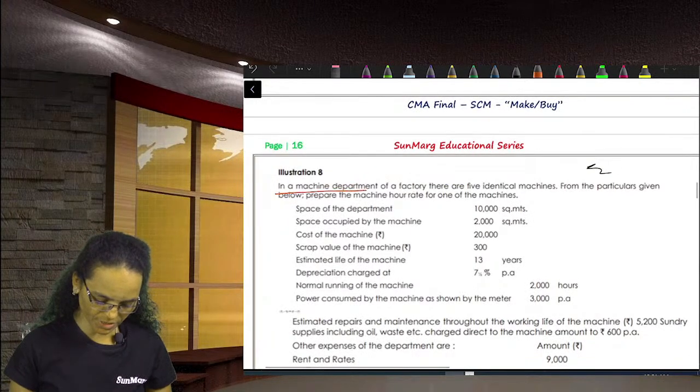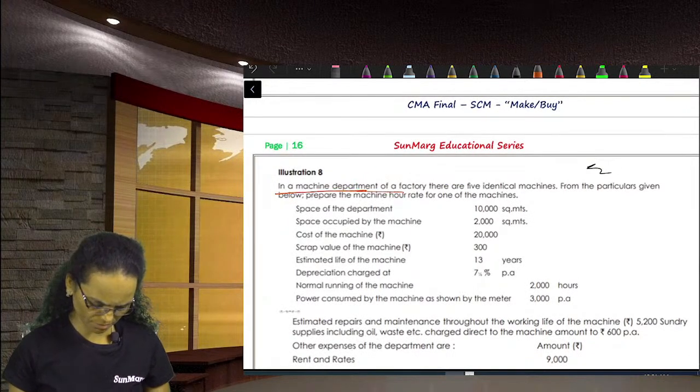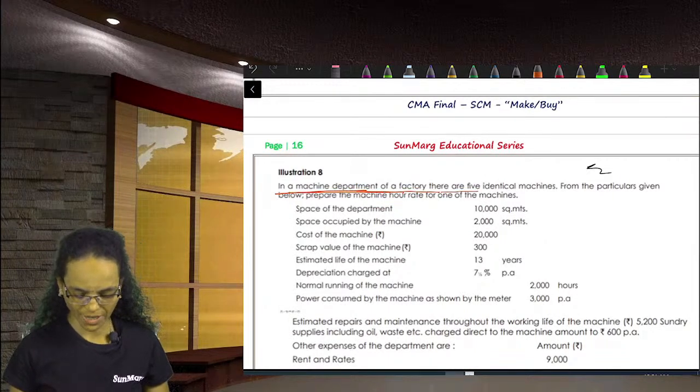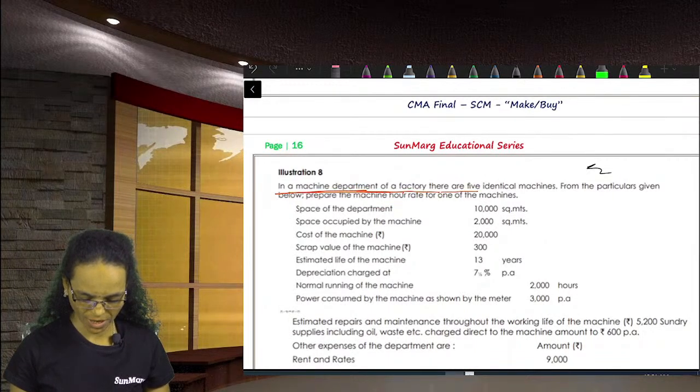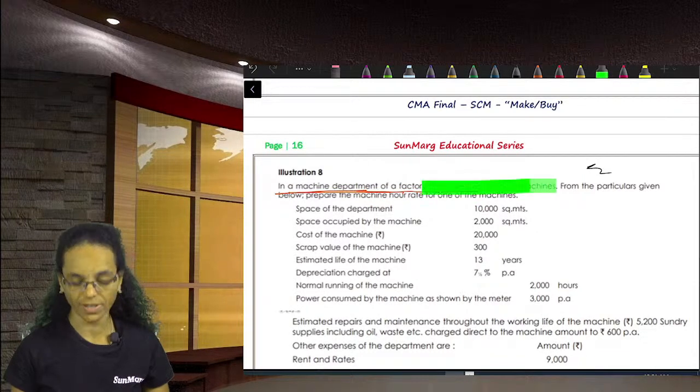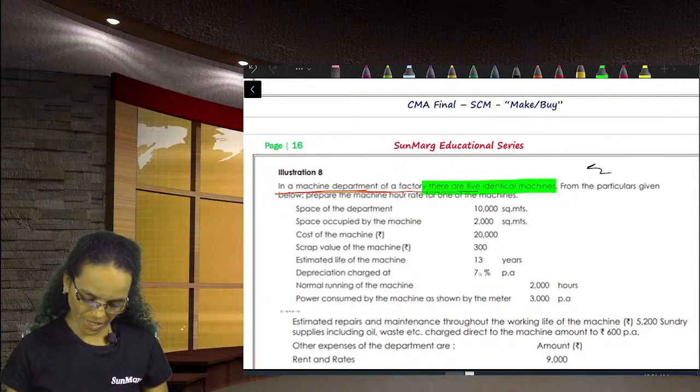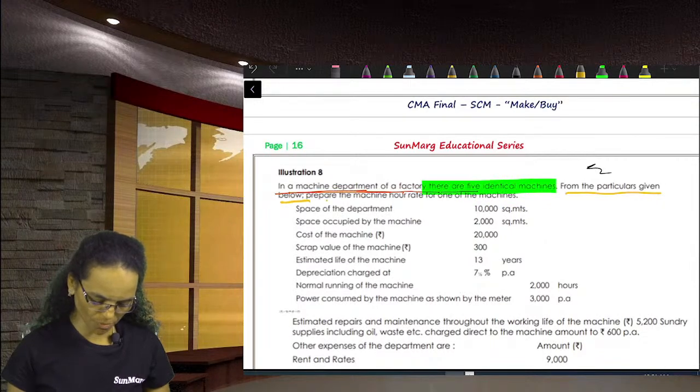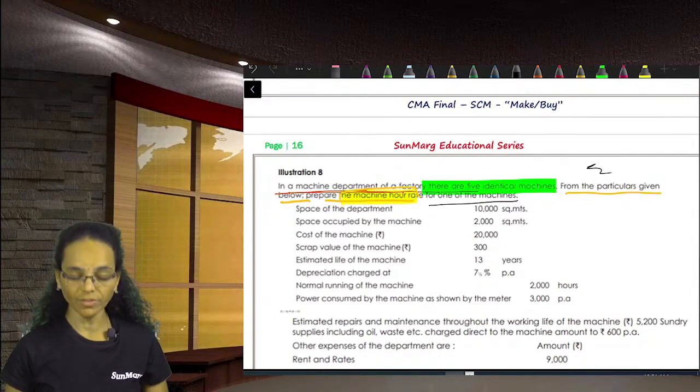In a machine department of a factory, there are 5 identical machines. How many machines do we have? 5 identical machines we have. From the particulars given below, prepare the machine hour rate. We need to prepare the machine hour rate for one of the machines.